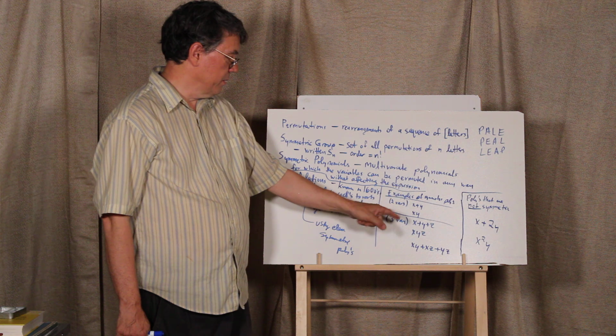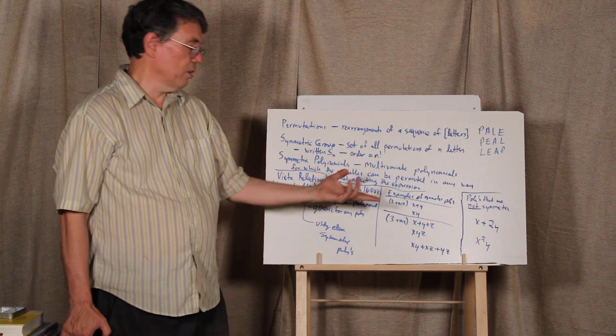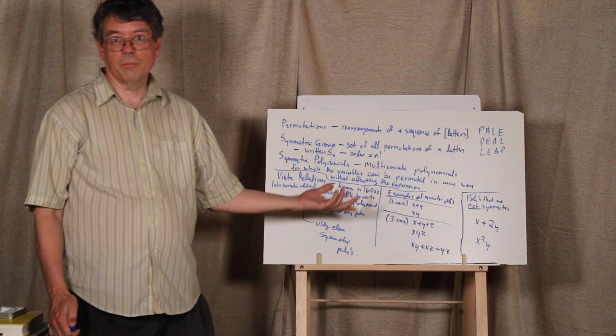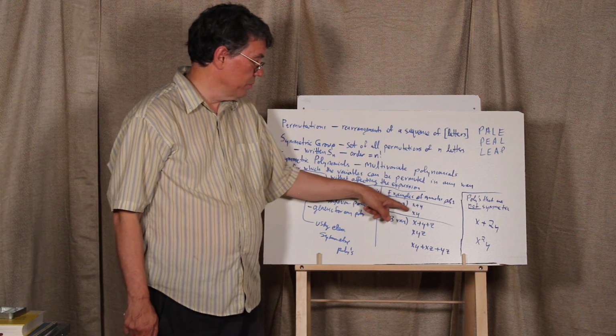X plus y, you can rearrange x and y, you can permute x and y. There's only one permutation when you're talking about two letters, so if you just rearrange it, it becomes y plus x. And since addition is commutative, that's the same thing as x plus y. That's a symmetric polynomial in two variables.